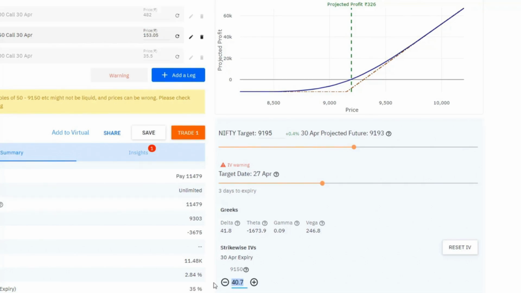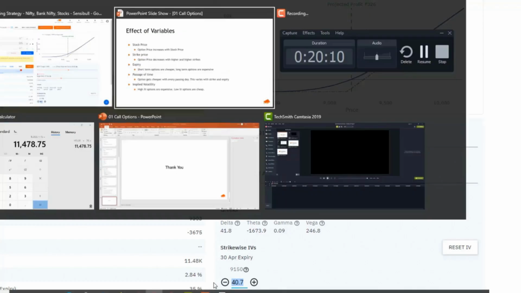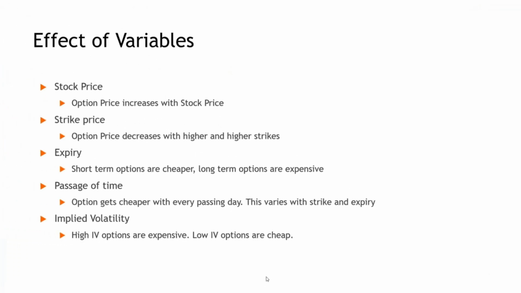So you have to know where the IV is, and if it's likely that IV will rise or fall, to know where your option's profit and loss will be. So if you're an option buyer, ideally you should not buy options at a high IV, and you should always target to buy options at a low IV, right?